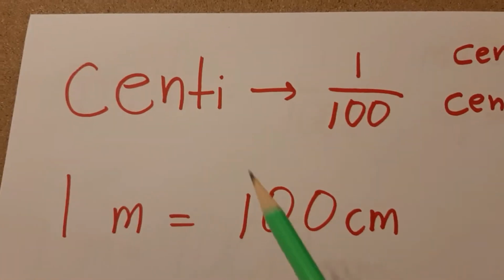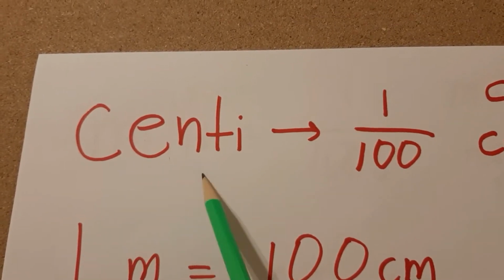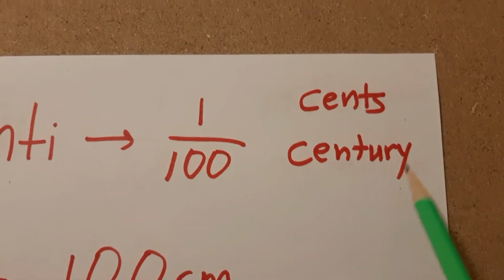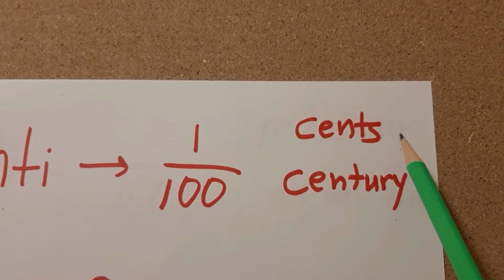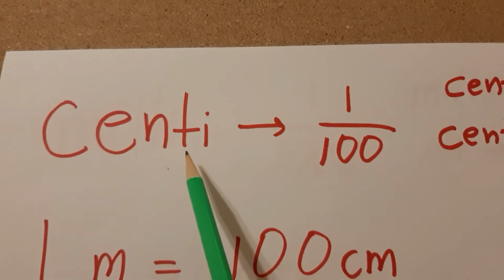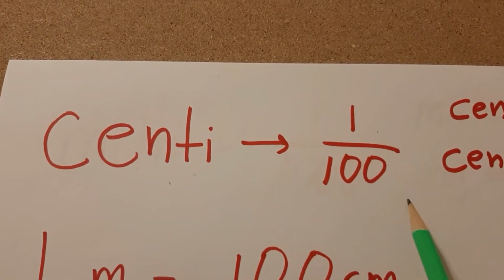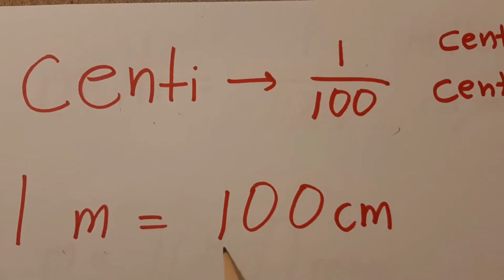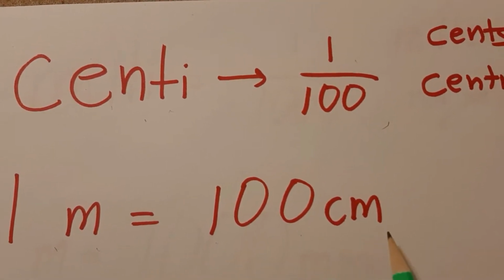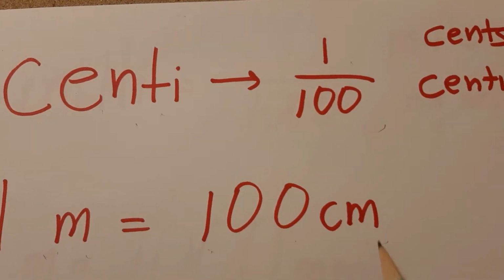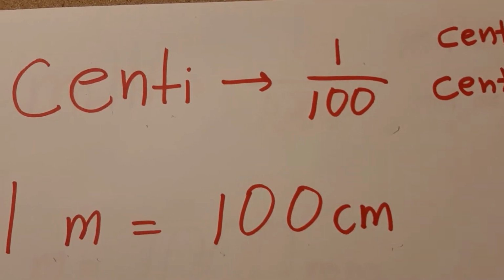Let's look at another one. Centi. Well, you've seen the word cent before, right? Cents, century. There are 100 cents in a dollar, 100 years in a century. So the prefix centi means 1/100th. So 1 meter equals 100 centimeters. The meter is larger, 100 centimeters.